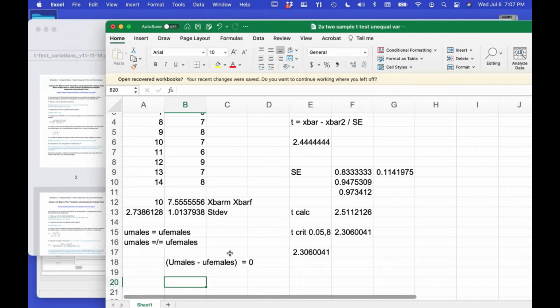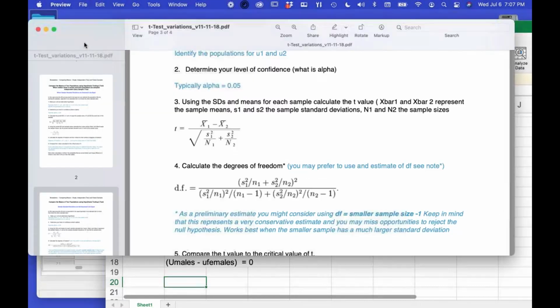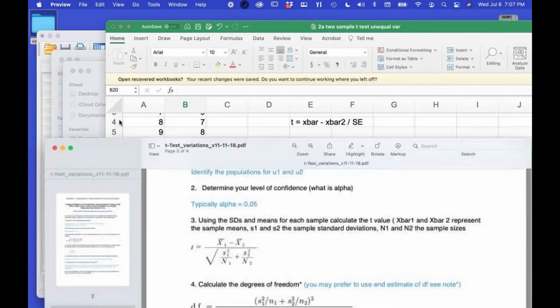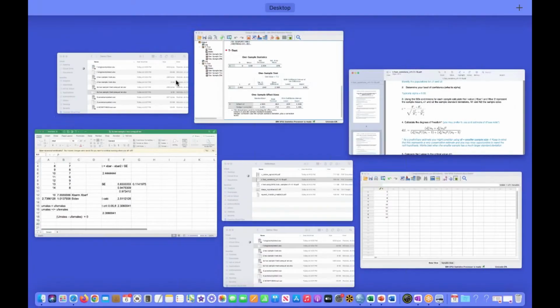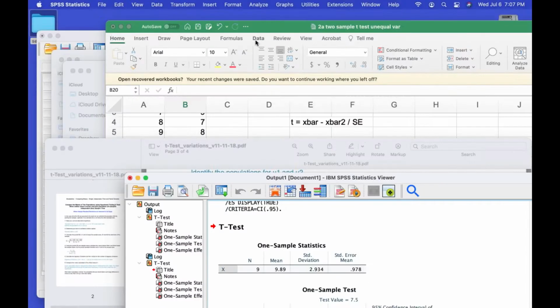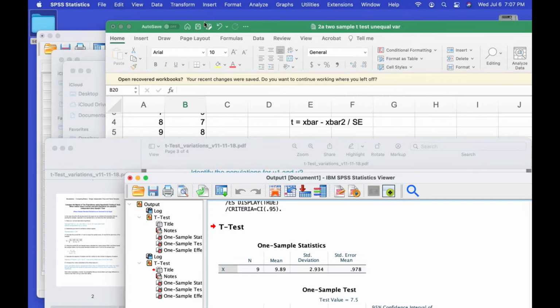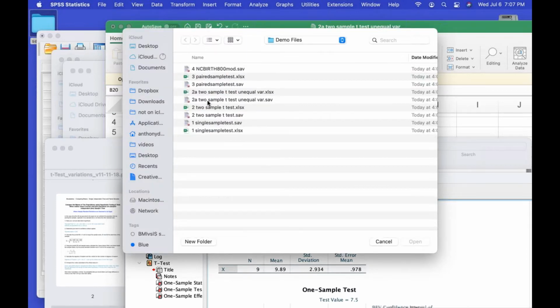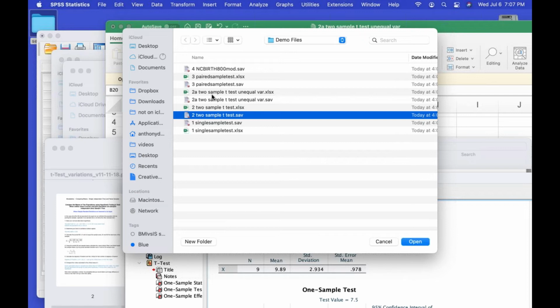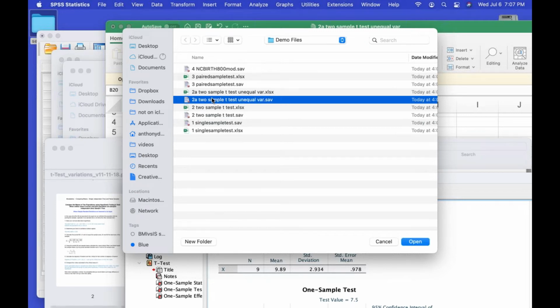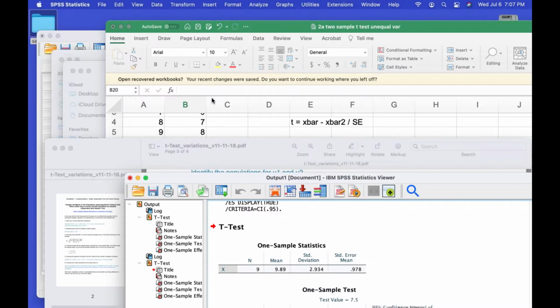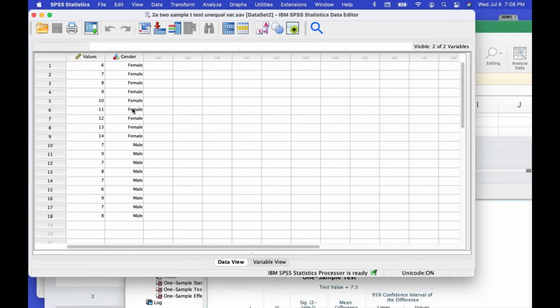All right. So let me move on and do this in SPSS. I'm going to take the same data in SPSS, if I can find SPSS in this mess here. Okay, here we go. I'm going to say File, Open, Data. And let's see, 2 sample t-test. I think I must have taken unequal variances. Okay, so here's male and female.